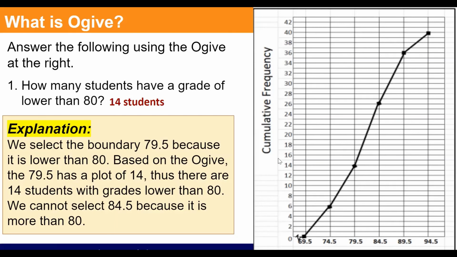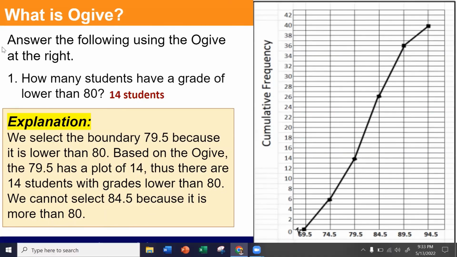There are 14 students with grades lower than 80. So we cannot select 84.5 because it is more than 80. Diba? The given question is lower than 80. So hindi mo naman pipiliin yung 84.5.